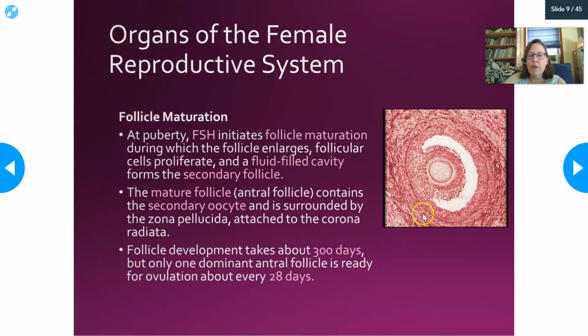In follicle development, the development of one follicle takes about 300 days. And so you have one that reaches maturation every 28 days. And so you'll have follicles at different stages of maturation at any time during the month.